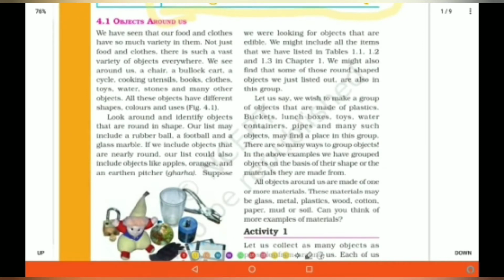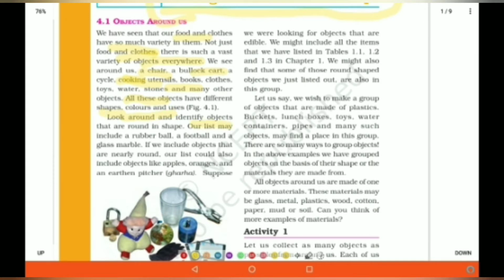We have seen that our food and clothes have so much variety in them, not just food and clothes. There is such a vast variety of objects everywhere. We see around us a chair, a bullock cart, a cycle, cooking utensils, books, clothes, toys, water, stones, and many other objects. All these objects have different shapes, colors, and uses.